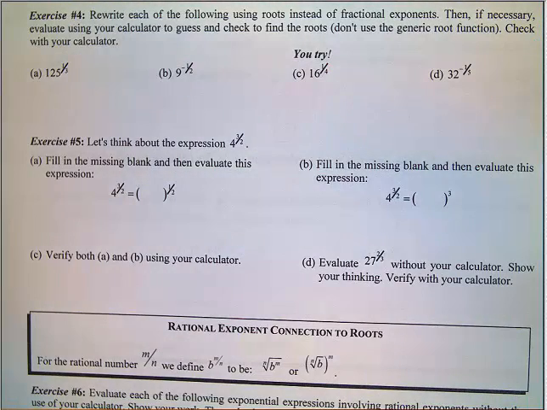Exercise 4. Rewrite each of the following using roots instead of fractional exponents. Then, if necessary, evaluate using your calculator to guess and check to find the roots. Don't use the generic root button. Check your calculator. So we've talked about what 1 over 2 means, square root.